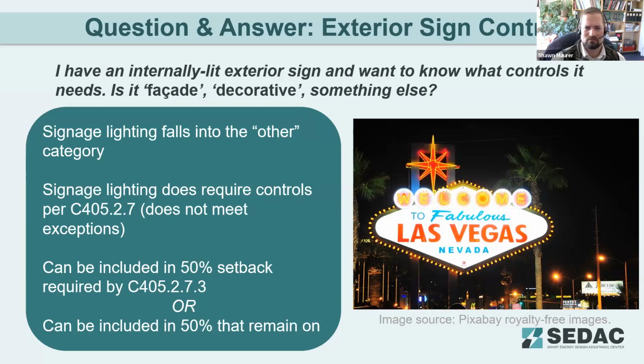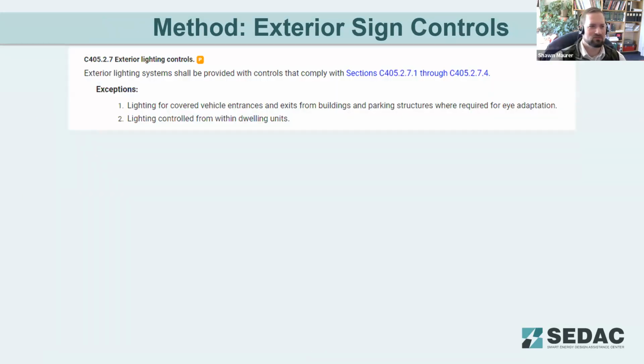So signage lighting does require controls per C405.2.7. It doesn't meet one of the exceptions for that section, but it doesn't have to be controlled itself. It can be included. There's a 50% setback requirement where you either do reduced lighting through motion sensing or timer controls. And that 50% setback can be dimming of all the lighting, or it can be switching off 50% of the fixtures in the lot. That could include the sign. It could exclude the sign. So let's go through the section and look at how we've come to that answer.